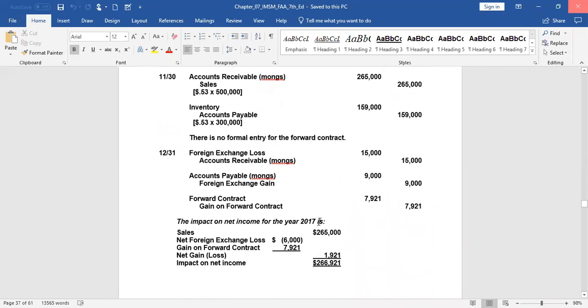So the impact, because that's the question, what's the impact on each year's income? 265,000 are the sales. The foreign exchange loss due to the mongs, the value decreasing, net is 6,000. There was a loss of 15, a gain of 9. And then the gain on the forward contract is 79.21. So the net result would have been a gain on that 265,000 to 266,921.